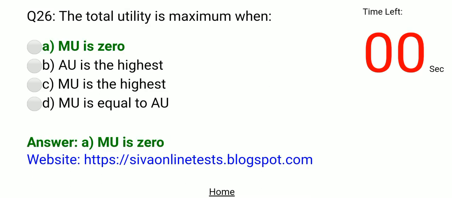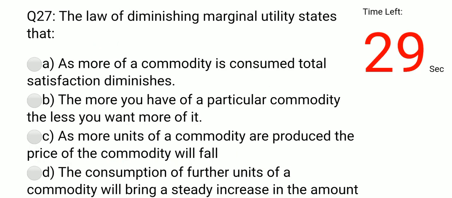Answer. A. MU is 0. Question 27. The law of diminishing marginal utility states that. Options. A. As more of a commodity is consumed, total satisfaction diminishes. B. The more you have of a particular commodity, the less you want more of it. C. As more units of a commodity are produced, the price of the commodity will fall. D. The consumption of further units of a commodity will bring a steady increase in the amount of satisfaction obtained.